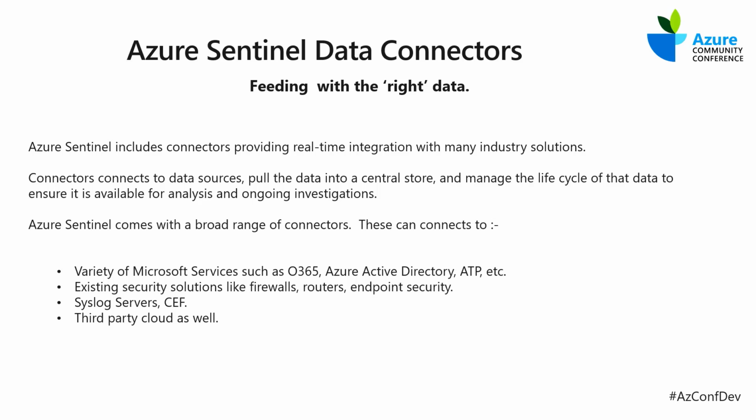So there are multiple types of connectors available. If you categorize them, there is a native connector, a direct connector, an API based connector, and an agent based connector. The native connectors are similar to the Azure AD connector, Office 365, or Cloud App Security, etc.